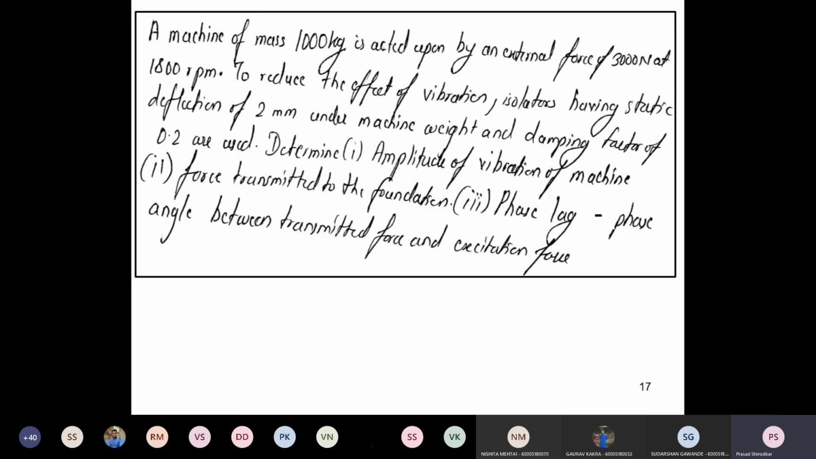Now we'll start with some examples. Starting with the first example, I will just read the question before solving it. A machine of mass 1000 kgs is acted upon by an external force of 3000 Newton at 1800 rpm. To reduce the effect of vibration, isolators having static deflection of 2 mm under the machine weight and damping factor of 0.2 are used. Determine the amplitude of vibration of machine, force transmitted to the foundation, and third is the phase lag. There is the phase lag between the transmitted force and the excitation force or the impressed force.